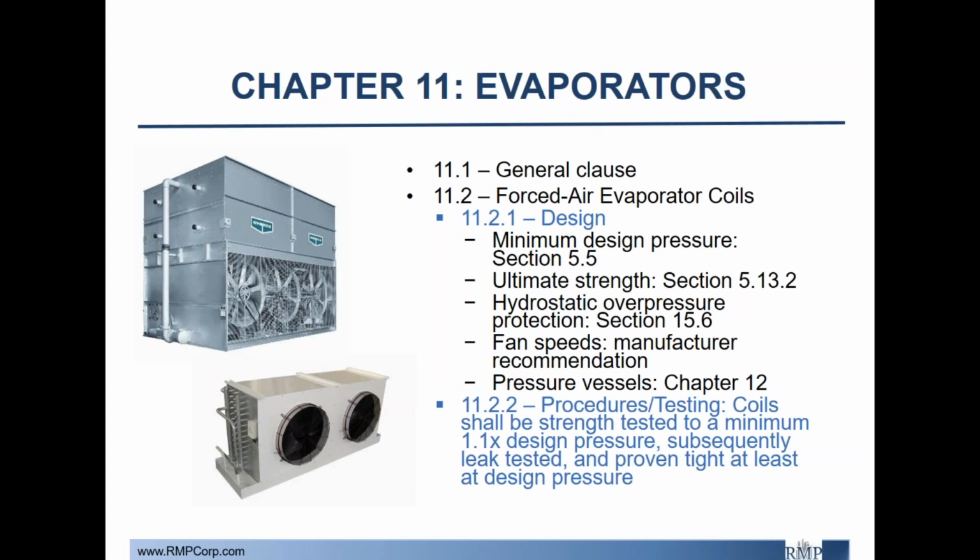For procedures and testing, and we'll see this general requirement a lot, testing for strength is to be a minimum of 1.1 times the design pressure. Also subsequently leak tested and proven tight at least at design pressure. And that's a very common theme for all of the chapters we're discussing today. You'll see that requirement or something more stringent listed for each piece of equipment.